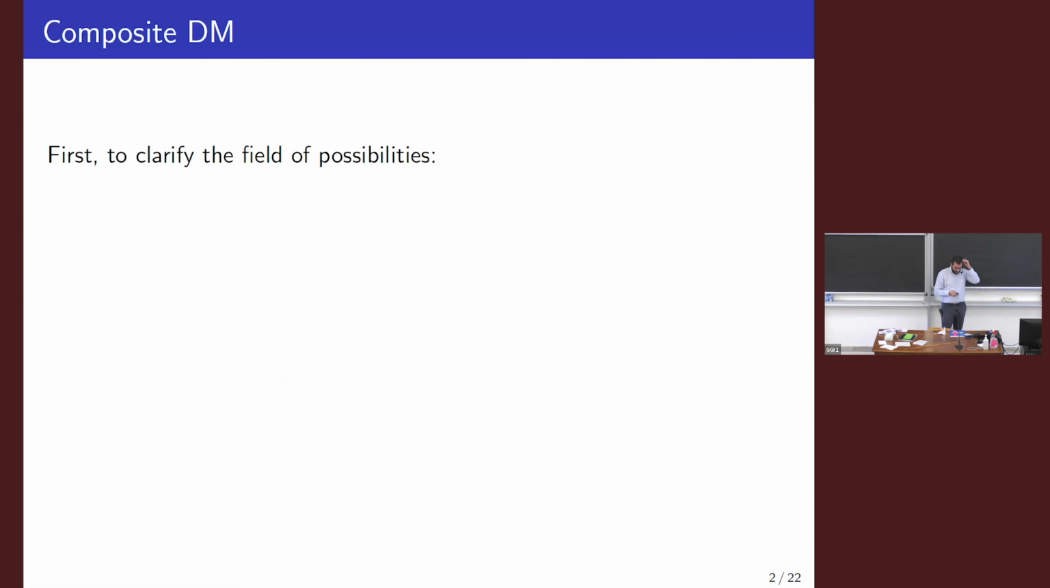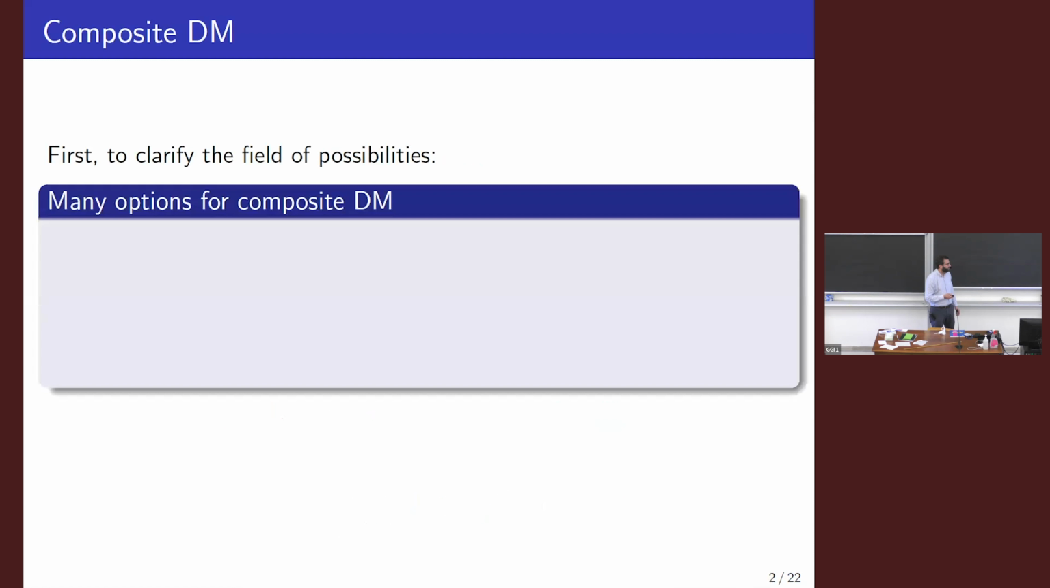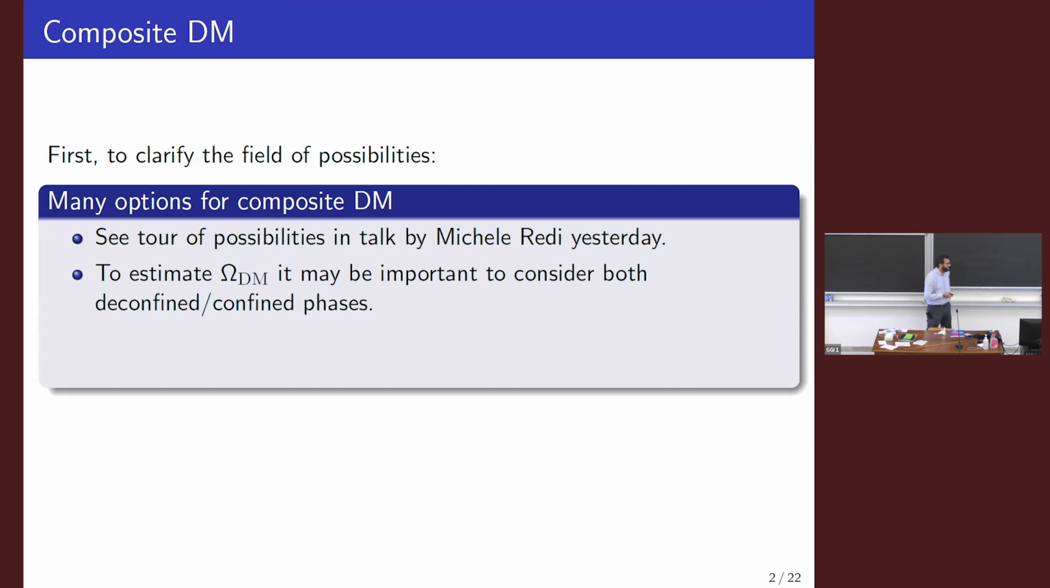So first, let's have a brief review, because this is going to be about composite dark matter, and obviously there are many options for such dark matter. We saw a tour of possibilities in the talk by Michele yesterday. I don't list all the references; lots of people have worked on this topic. What one quickly realizes is that to estimate the relic abundance in these dark matter models, it may be important to consider both the deconfined and confined phases, so that you have a picture of the evolution of the universe throughout its history.